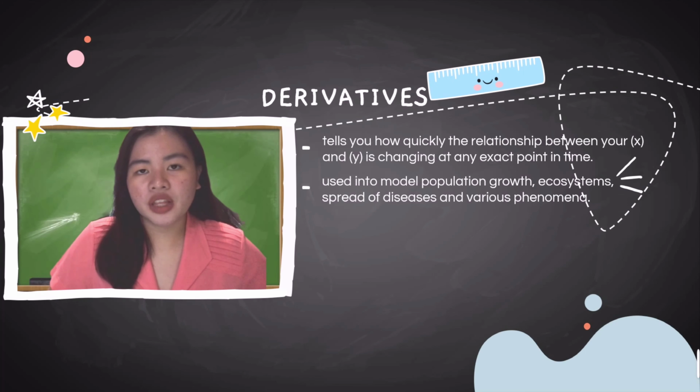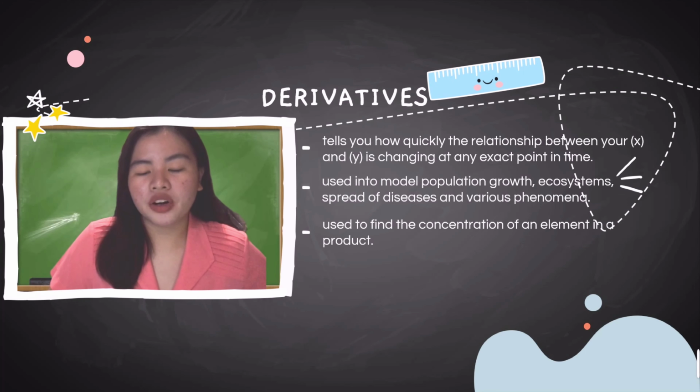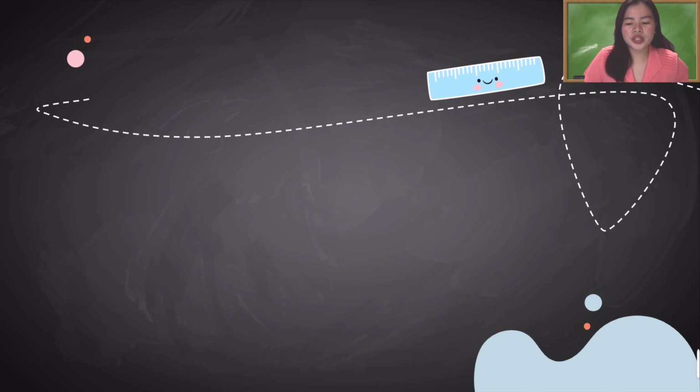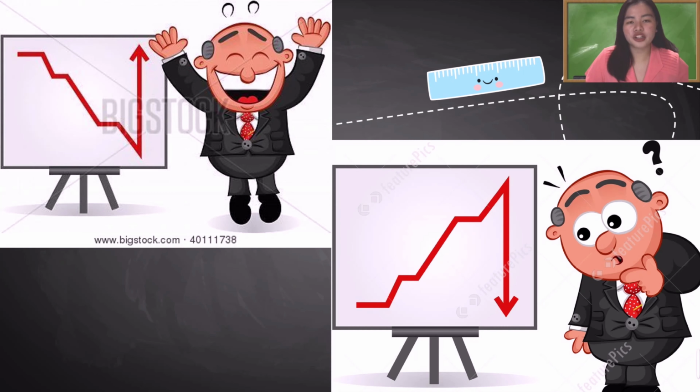One use of derivatives in chemistry is when you want to find the concentration of an element in a product. Derivatives are also used to calculate the rate of reaction and compressibility in chemistry. If you are an entrepreneur and you want to see if your profit for a particular month has either dropped or increased, you can definitely use derivatives. You can do this by using graphs. That's where the concept of derivatives is used.